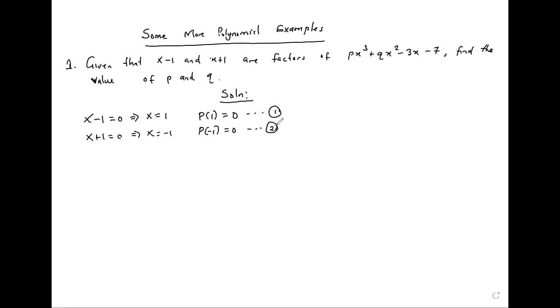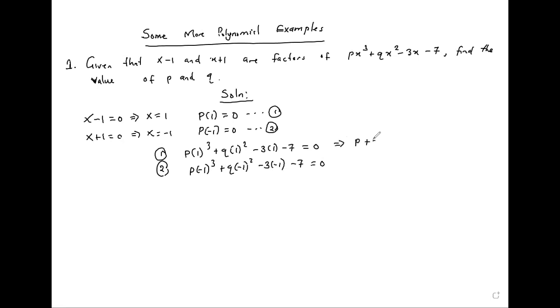Equation one is telling us that P(1)^3 plus Q(1)^2 minus 3(1) minus 7 is actually 0. Equation two is telling us that P(-1)^3 plus Q(-1)^2 minus 3(-1) minus 7 is actually 0. This implies P plus Q is equal to 10. The other one, negative P plus Q is equal to 4.